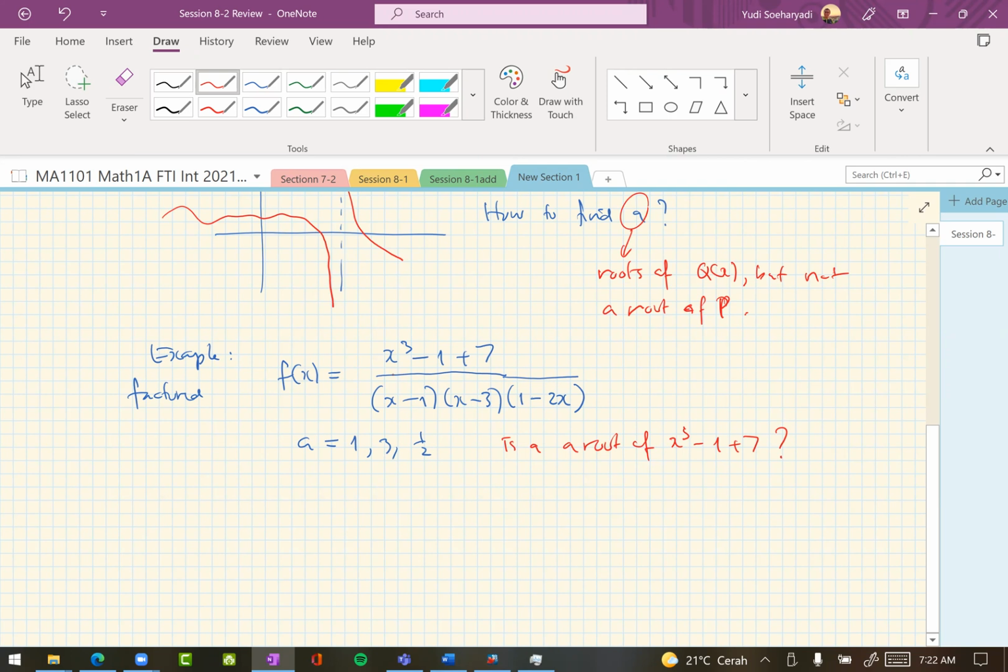You see that, just plug in the number here. If you plug in 1, 1 minus 1, okay, that's 0. Plug in 3, you have 27 minus 1, 26 plus 7, non-zero. If you plug in 1/2, oh, for sure, that's non-zero. So, okay, this is our vertical asymptotes.